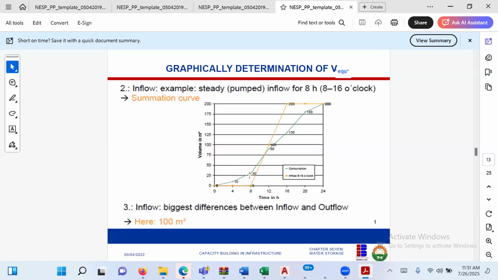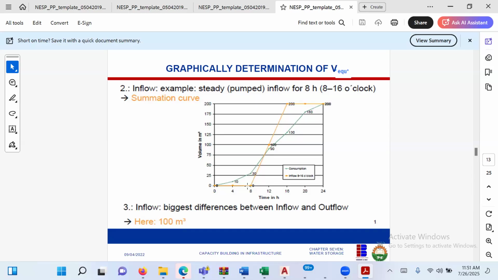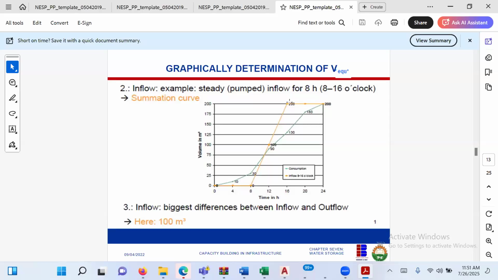In this case, we are pumping for only 8 hours, between 8 o'clock and 4 o'clock. It means you need about 100 liters of storage as against 170. In other words, you're not pumping in the morning hours where you don't need too much water. You start pumping around 8 in the morning and stop around 4. So the capacity of the tank you need will be lower than when you are pumping in the early morning. This also gives you an idea of the best time to pump water.